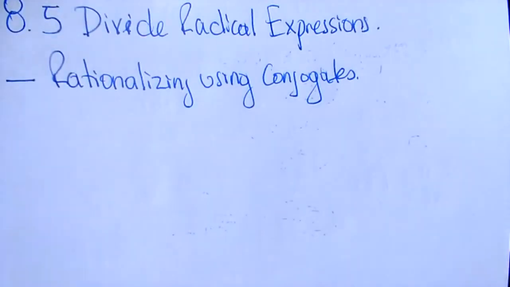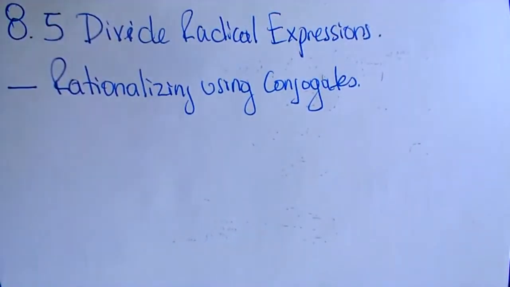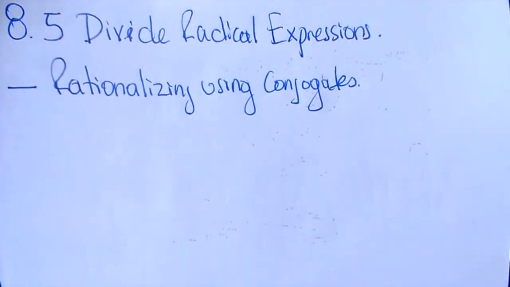Okay, so we're going to be learning how to divide radical expressions, rationalizing using conjugates. Do you guys remember the real number system? What were the two first classifications within the real numbers?